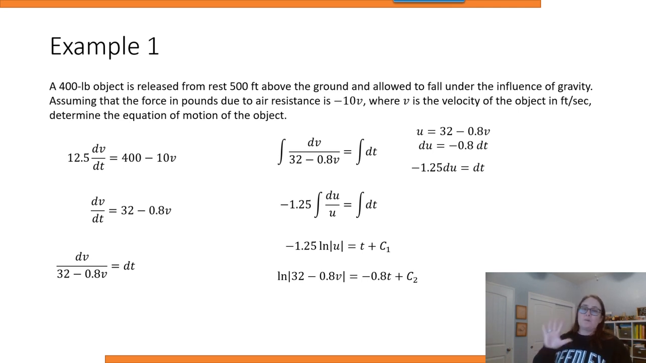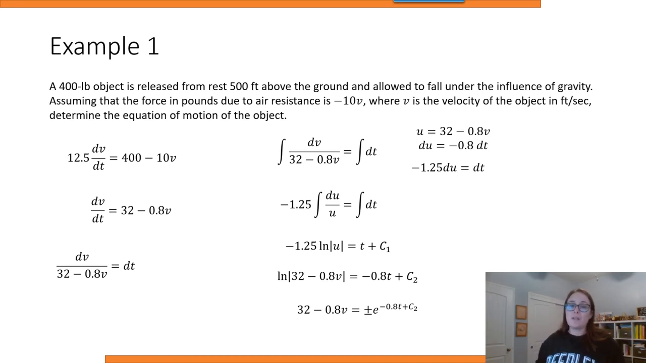Okay, so now I'm going to exponentiate both sides of this equation. So I have an e to each of these. And I'm also going to take care of the absolute value by throwing a plus or minus on the right side. So 32 minus 0.8v equals plus or minus e to that whole quantity, negative 0.8t plus c2.